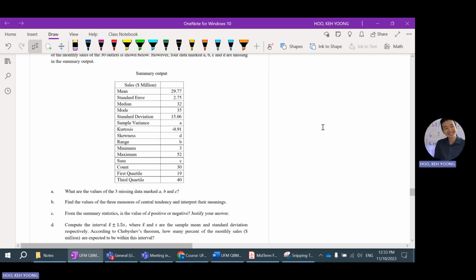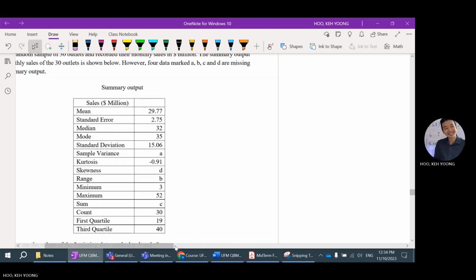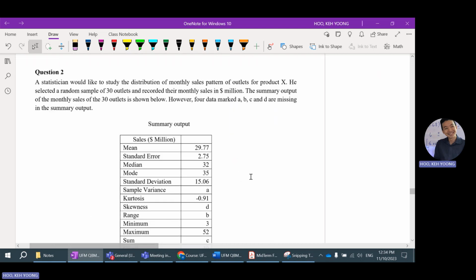Okay, I will go through the answers for question 2 now. For question 2, you are given the summary output. This summary output is the output from the Excel, and then there are some missing values inside A, B, C, and D. It's not given. So the sample size for this is 30.